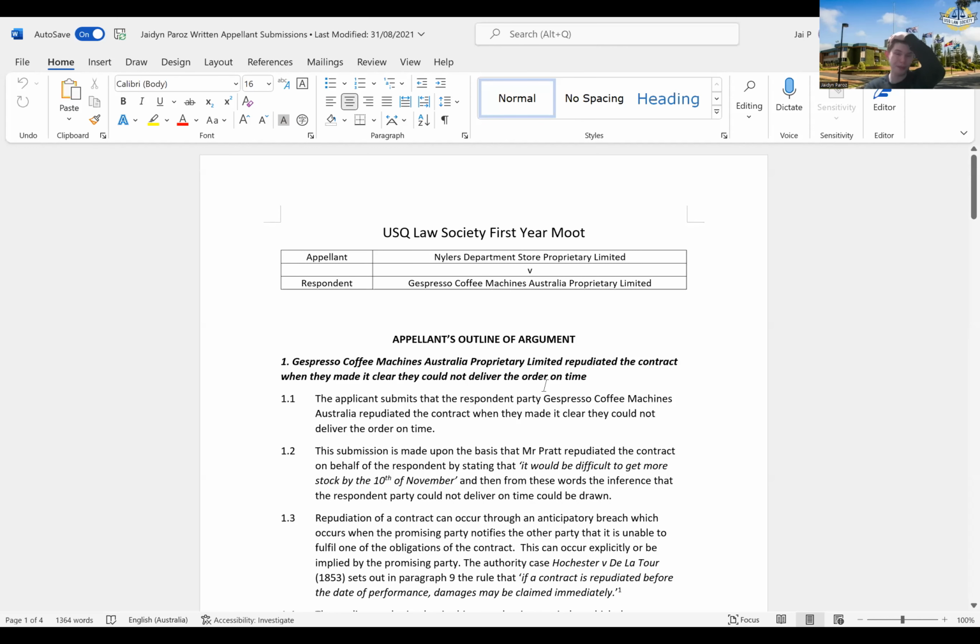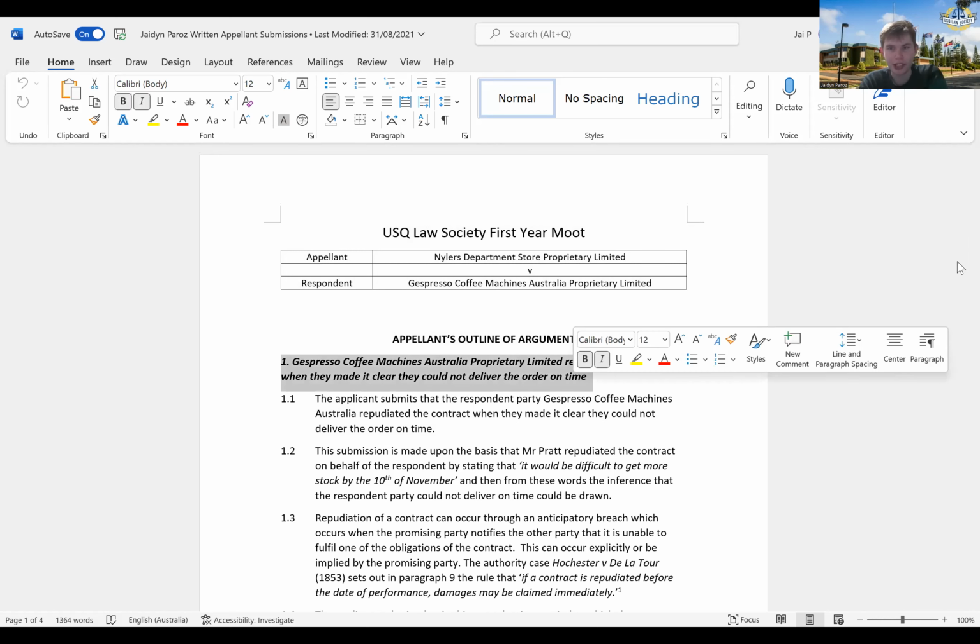But essentially, they'll look something like this. This is a copy of the USQ Law Society's first year moot from 2020. Pretty much, this is an example. How you write written submissions is a bit tricky, and you get taught about this when you do third year subjects. But essentially, you're doing what I would call IRAC again.